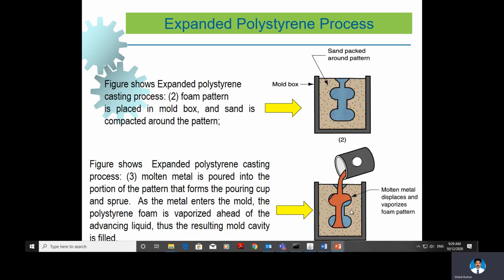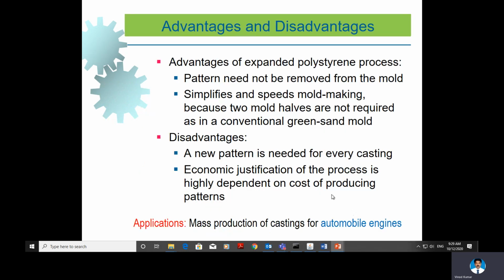So what are the advantages and disadvantages of this? Advantages of the polystyrene pattern: the pattern need not be removed. Directly pour molten metal, and it will vaporize. It simplifies and speeds up mold making because two mold halves are not required. Only one solid mold is required, only one half. Two halves are not required.